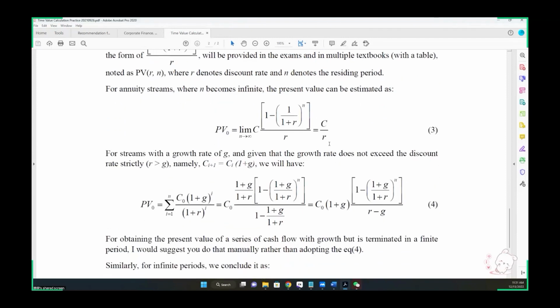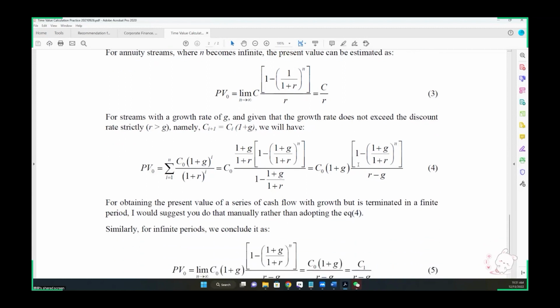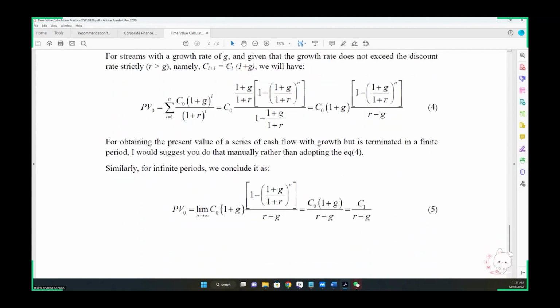And if we find the cash flow does not stay at C for every period but has a small growth rate of G, you find finally the present value of the stream of cash flows for infinite periods with growth rate G is C1 divided by R minus G. Remember that we have two terms that must be remembered. One is that G is always lower than R. Otherwise, this formula does not converge.